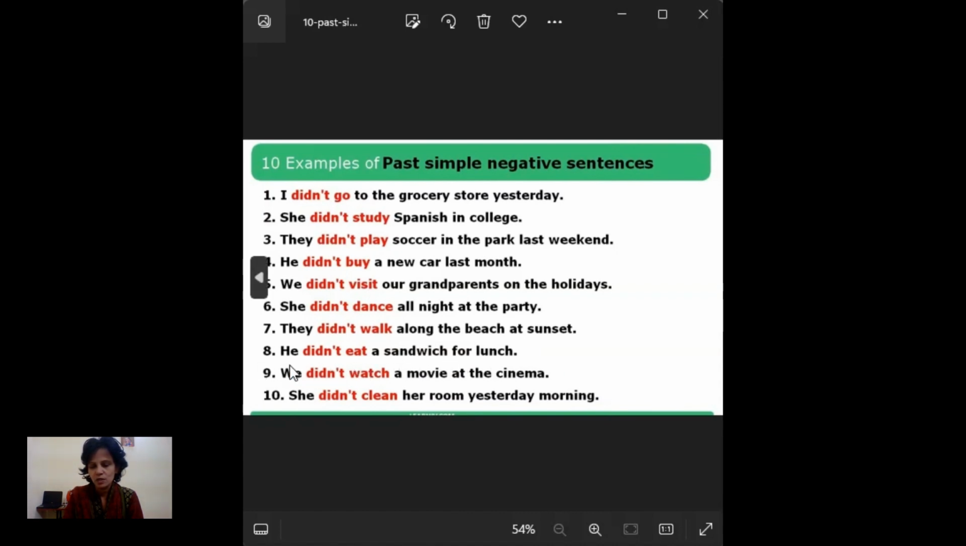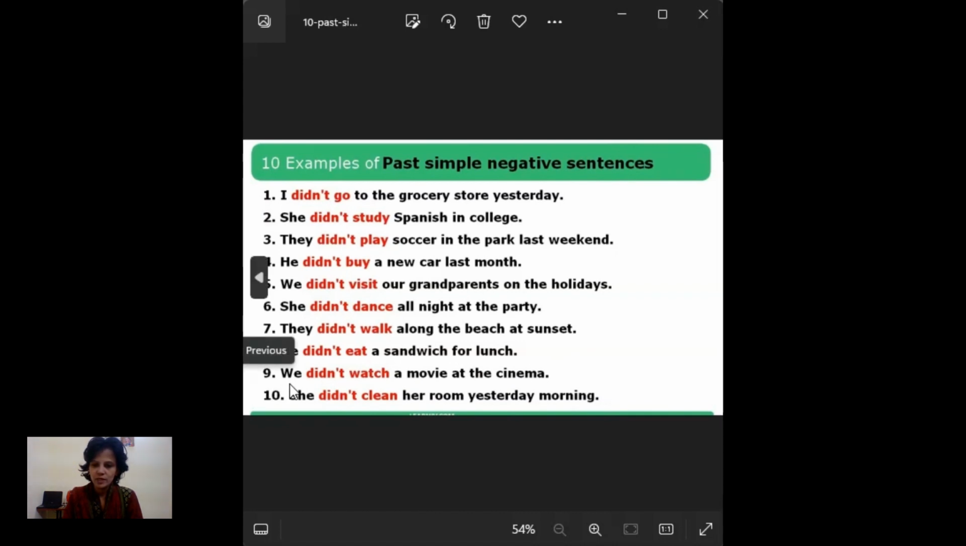That food we usually eat in the afternoon, we call it lunch. When it was positive, he ate a sandwich for lunch. When it becomes negative, we add did and not, and the base verb eat. So here it has become he didn't eat a sandwich. That means he didn't eat anything. He didn't eat a sandwich for his lunch.